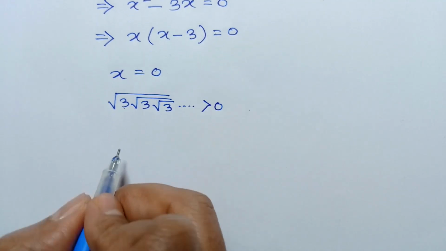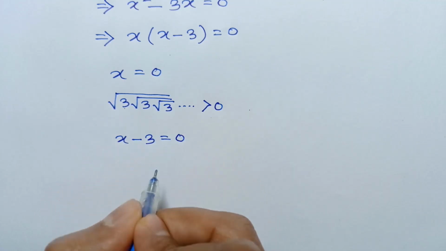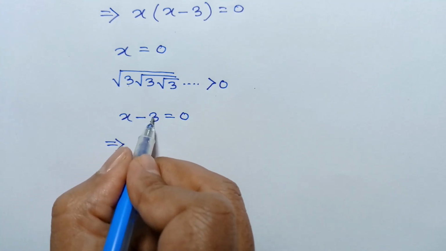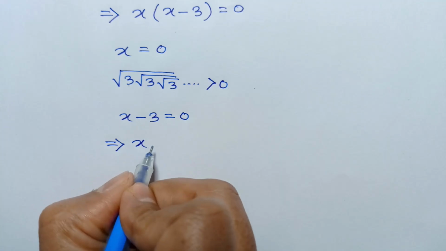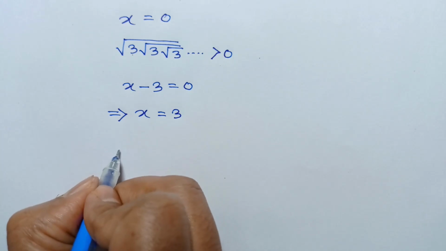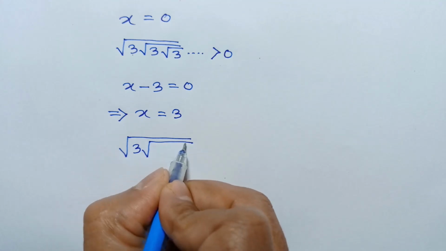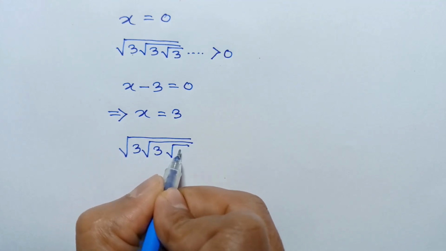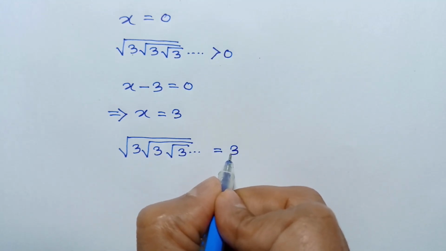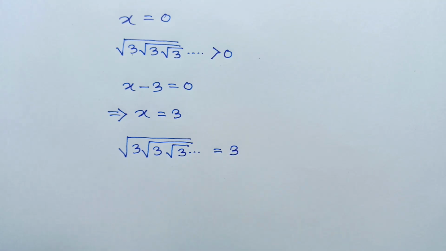So for the other case, x − 3 = 0. Taking 3 to the right side, we will have x = 3. So √3, √3, √3 up to infinity will be 3. So this is the solution of this problem.